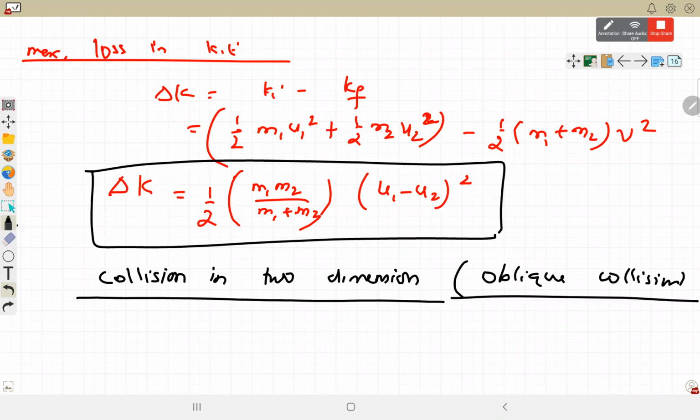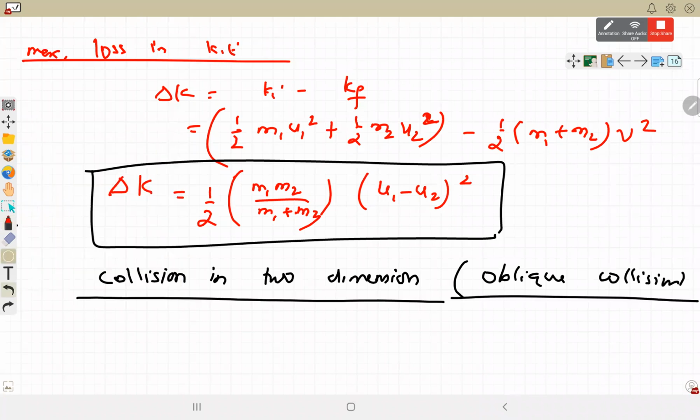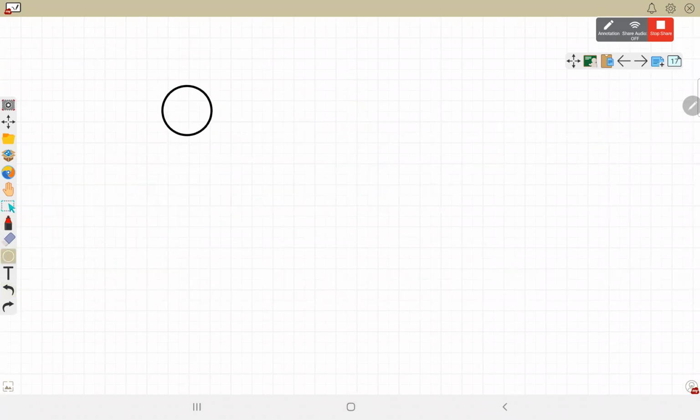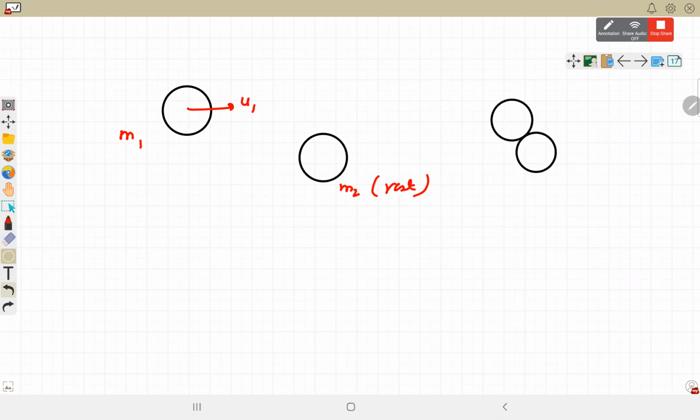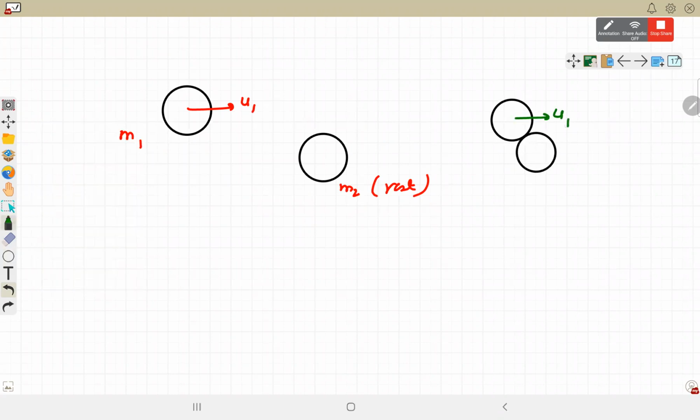So for simplicity, suppose there are two particles, one has a velocity and the other one is in a state of rest, but it is not in the same line, so their velocities are not in the same direction. m1 is coming with velocity u1 while m2 is at rest, but the velocity is not along the line joining their centers. At the time of collision, the force will be acting along the line joining their centers, but the velocity the first particle has is in a different direction.